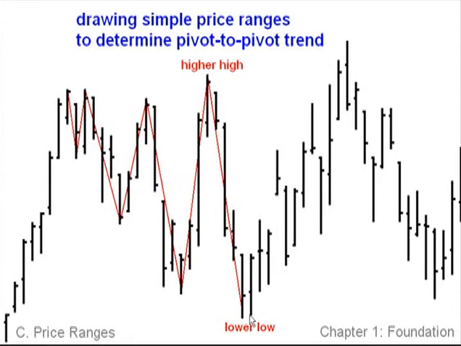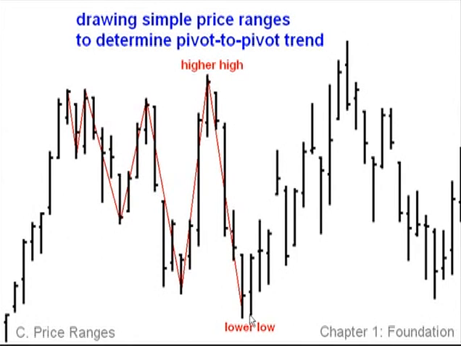So we'll talk about this in terms of the definition of trend, whether the market is moving per the definition of trend or not. We're not talking about trading yet. We'll be covering that real soon in the next part. But right now we want to take a look at how some of these drawn in simple price ranges can be easily seen to support a pivot to pivot trend or not.